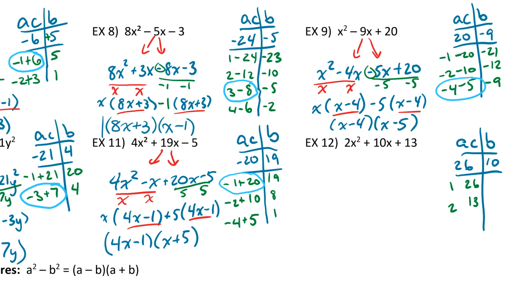So everything was positive. So remember, if everything's positive, we're not changing any signs. Everything just stays positive. And we add them up. So 1 plus 26 is 27. 2 plus 13 is 15.